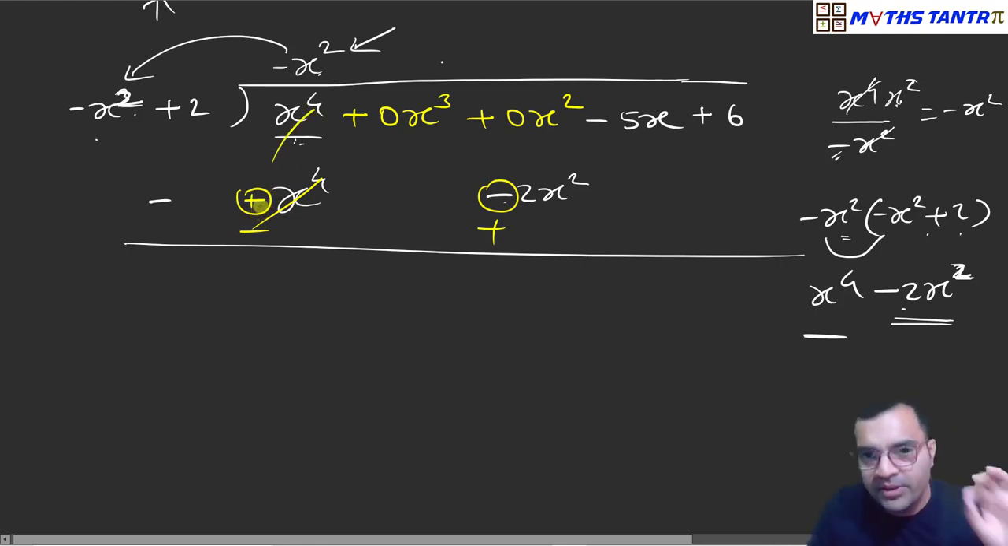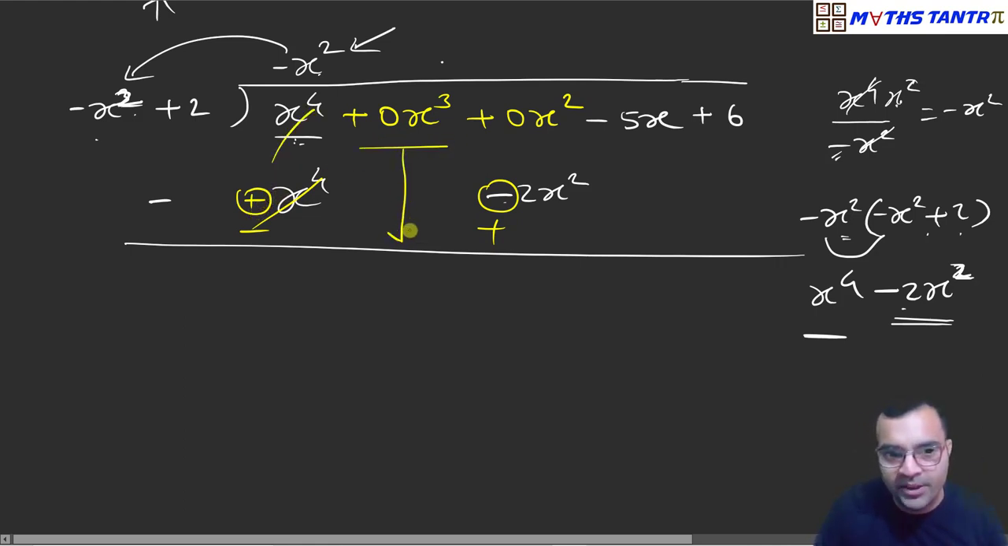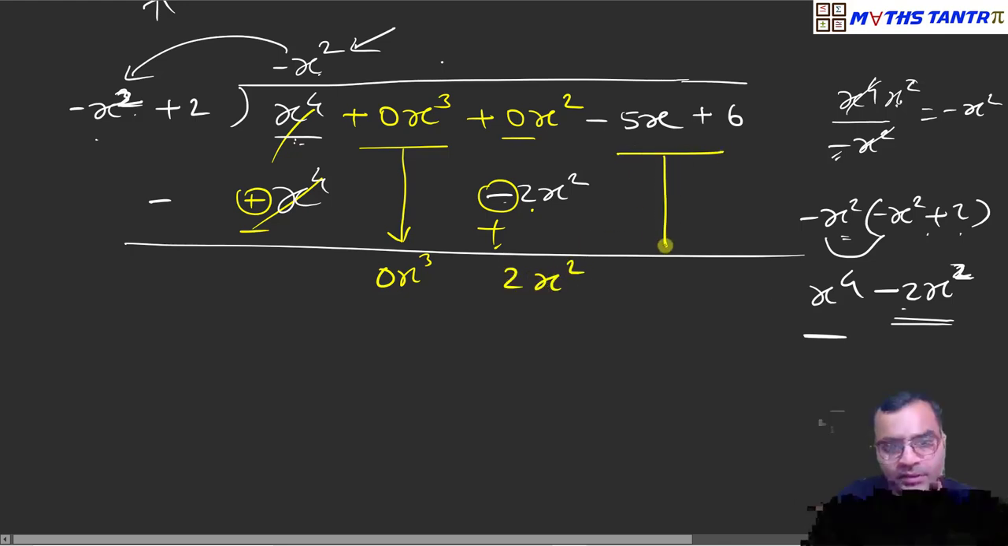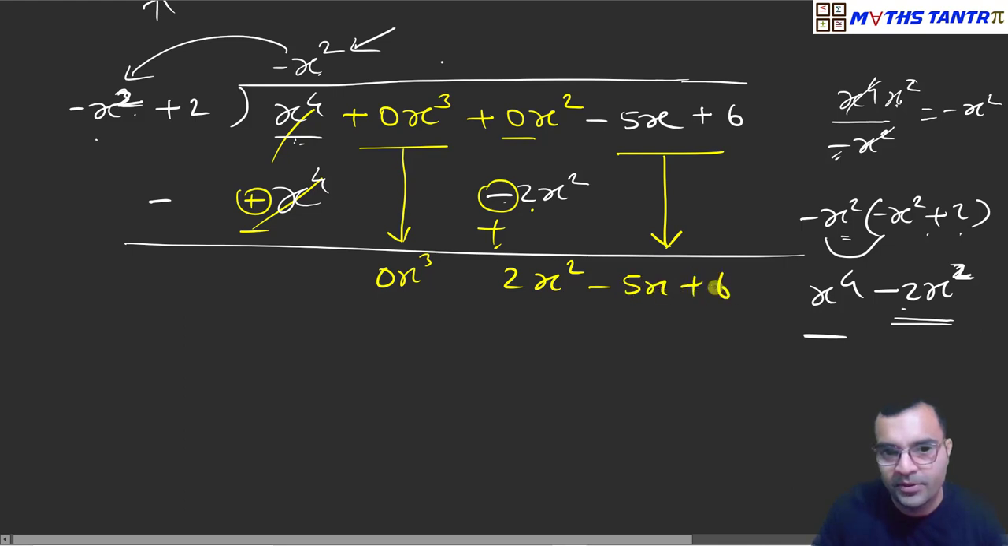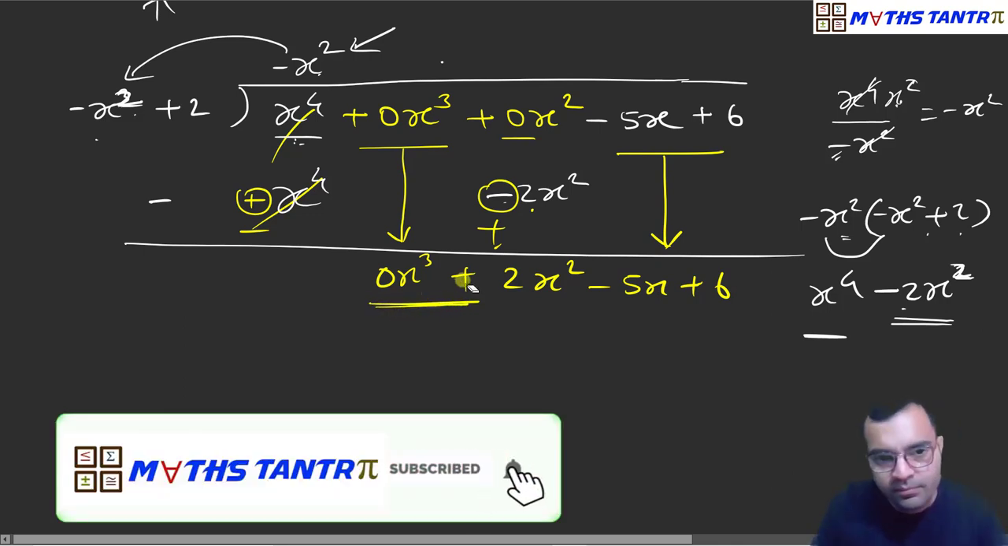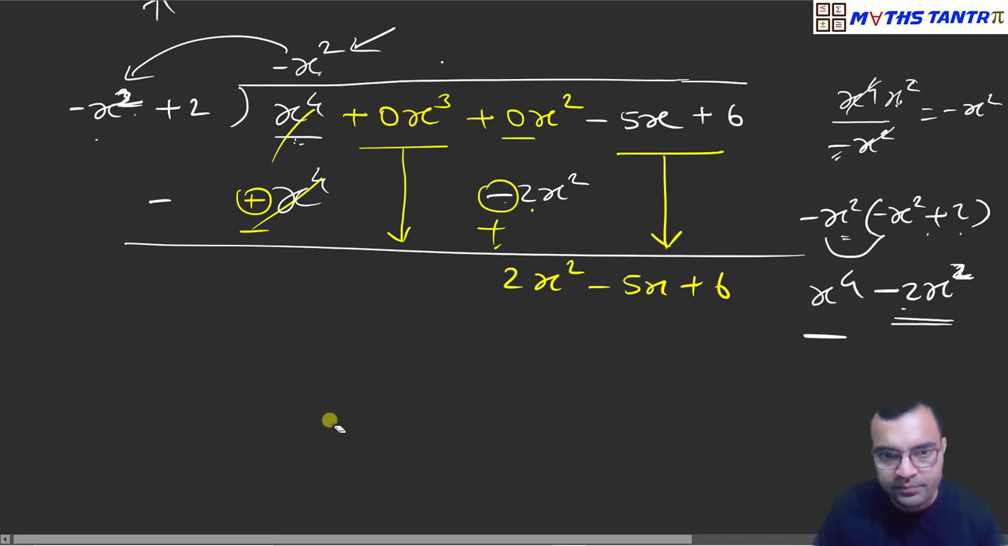First term will get cancelled, right? Now no need to write it down here, 0x cube, right? Because nothing is there. No need to write 0x cube. Let me write it down, then we will erase. Now 0 plus 2, 2x square, right? These terms will be as it is, minus 5x plus 6. Now if you observe, there is no need to write. What we will achieve? Nothing. Okay, that's why I'm removing it. If you will find the first term of your dividend as 0 with quotient 0, just eliminate it.